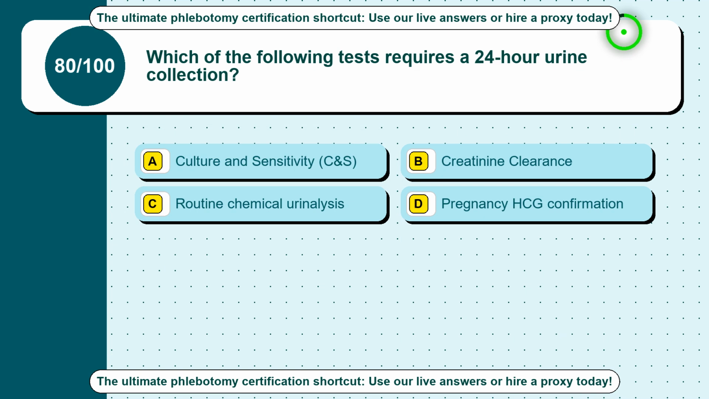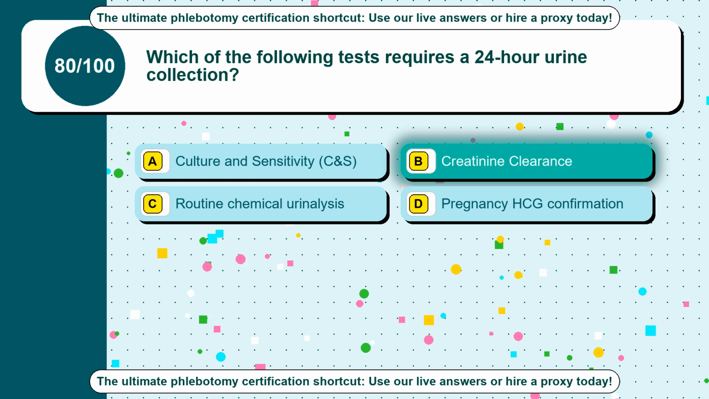Question 80. Which of the following tests requires a 24-hour urine collection? Option A, culture and sensitivity, C and S. Option B, creatinine clearance. Option C, routine chemical urinalysis. Option D, pregnancy HCG confirmation.